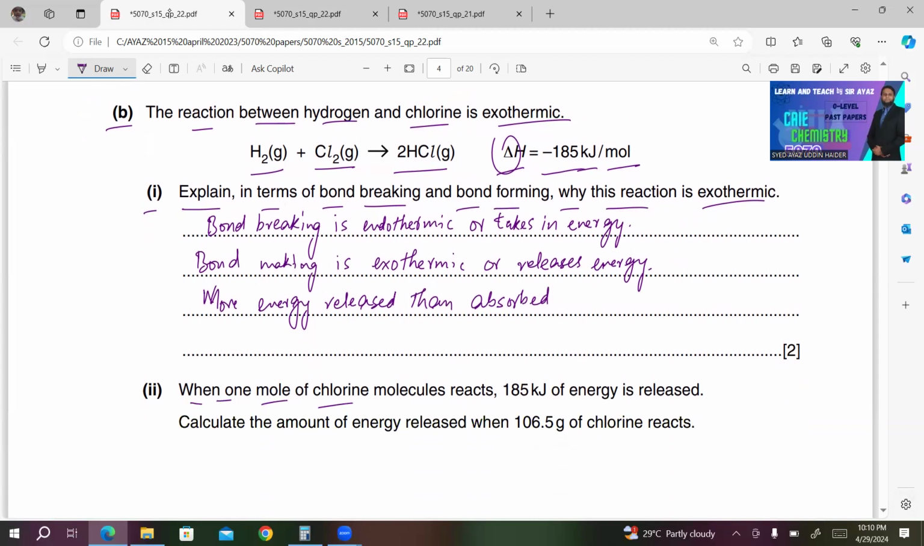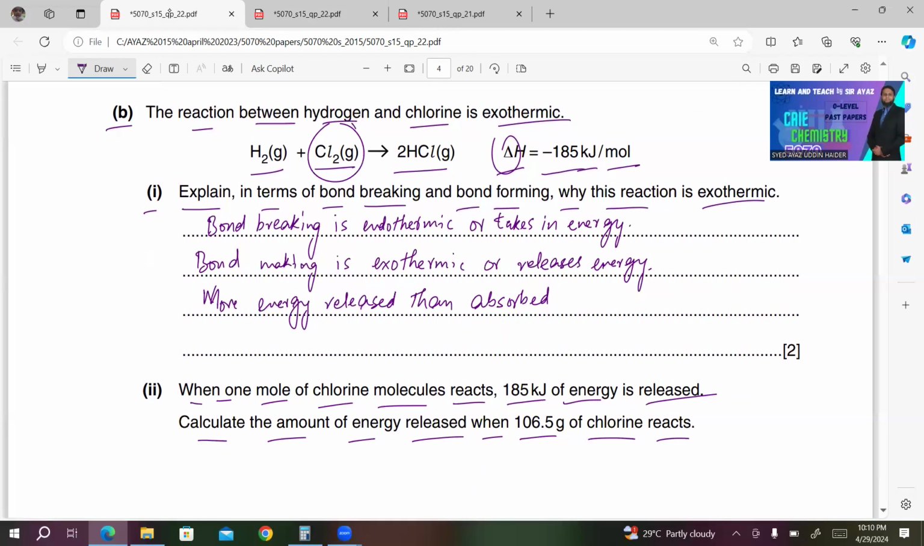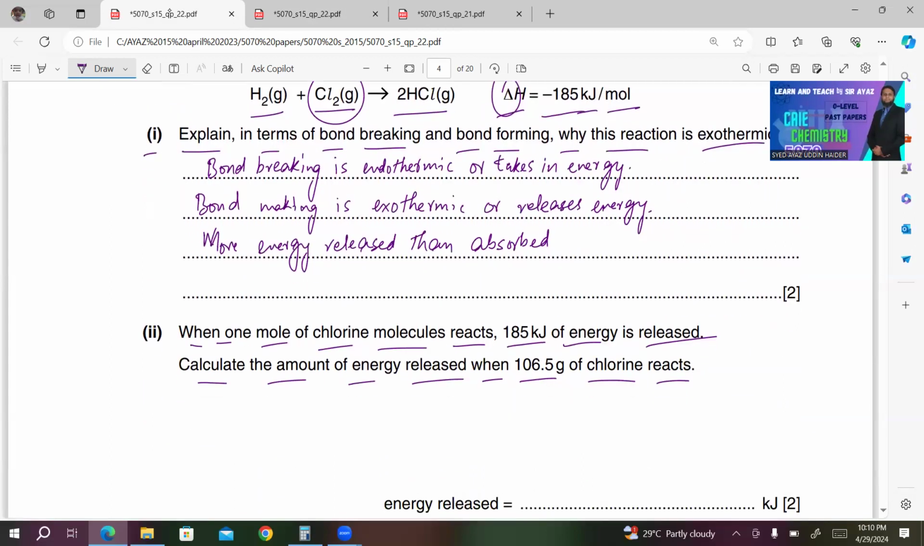When 1 mole of chlorine molecules reacts, 185 kilojoules of energy is released. Calculate the amount of energy released when 106.5 grams of chlorine reacts. You see here 1 mole of chlorine, so I will write here 1 mole of chlorine releasing minus 185 kilojoules per mole of energy. You have two options: either you convert the moles into grams or grams into moles.